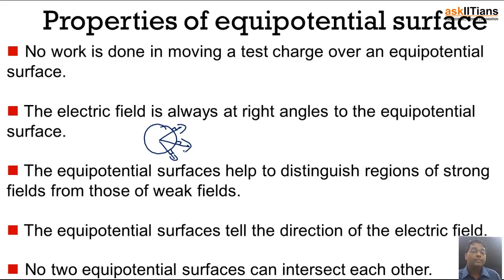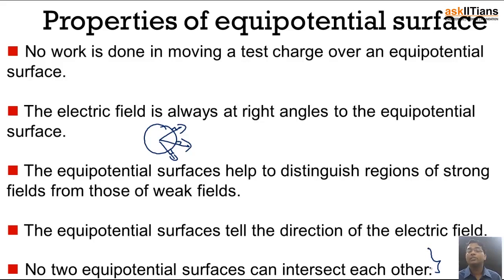The equipotential surfaces tell you the direction of the electric field, because the direction is always going to be perpendicular to the equipotential surface. If you know what the equipotential surface is, just draw a perpendicular to it. That's going to be telling you about the direction. Further, this is the most important point: no two equipotential surfaces can intersect each other.